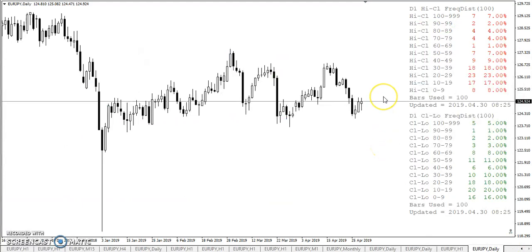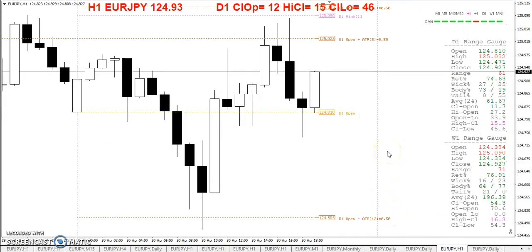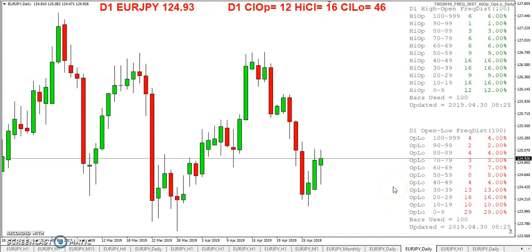Here we go. I'm just showing frequency distributions once again on the daily for the last 100 bars. We're looking at high minus close and close minus low. So we're just cutting the candle into two pieces based on the close. Range for the day, 61. For the week, 71. Once again, anemic. It needs to eat its Cheerios. Get some range in there.